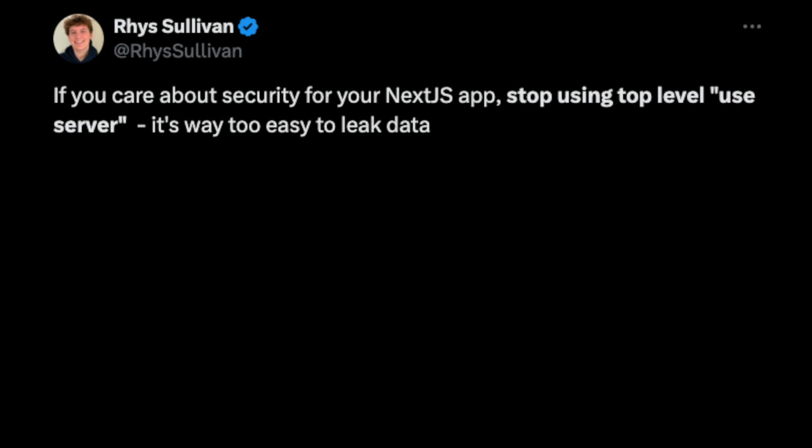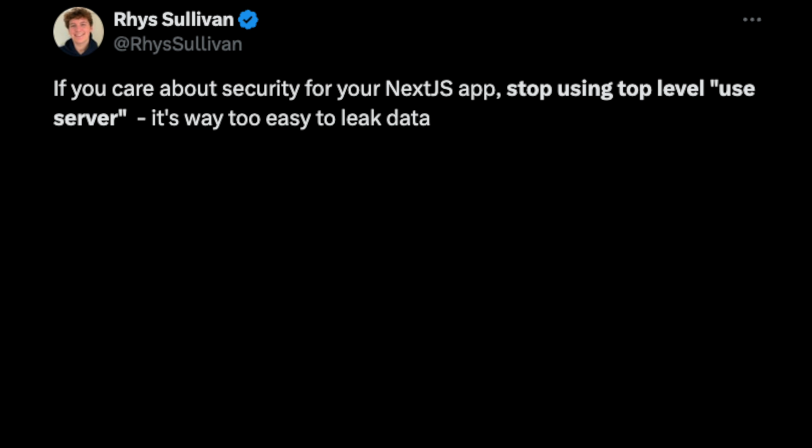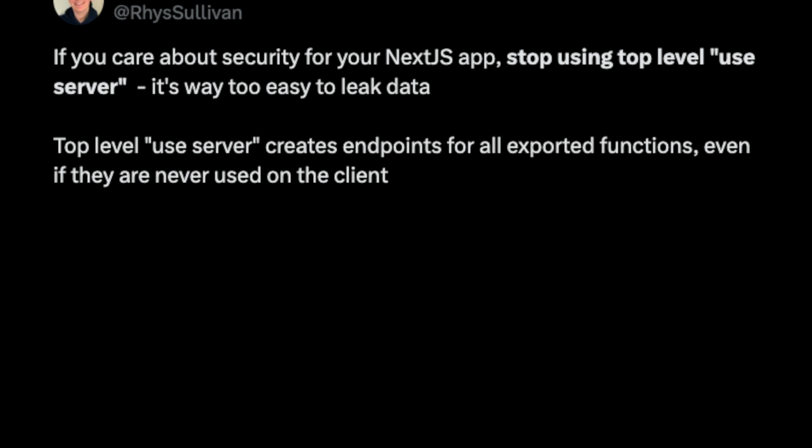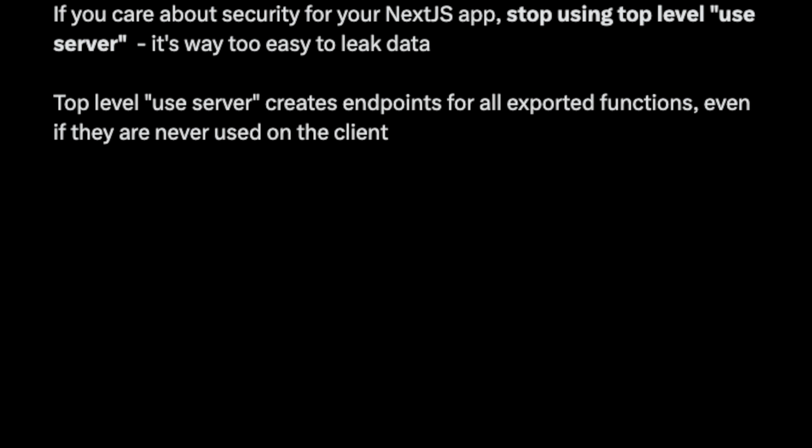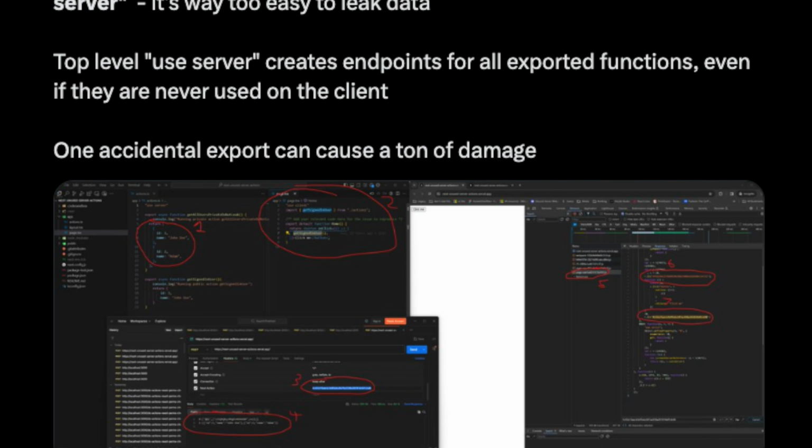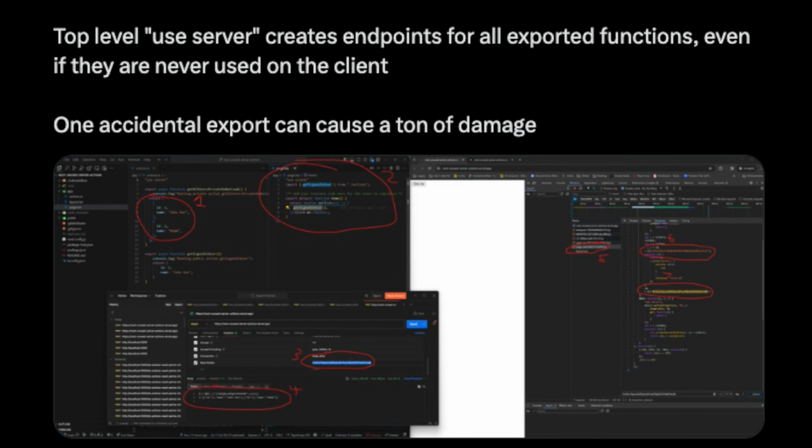If you care about security for your Next.js app, stop using top-level use server. It's way too easy to leak data. Top-level use server creates endpoints for all exported functions, even if they're never used on the client. One accidental export can cause a ton of damage.